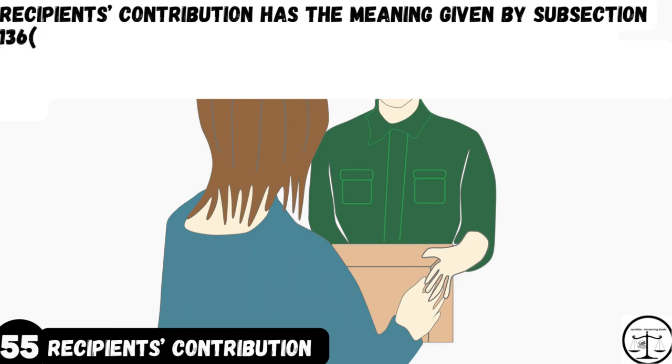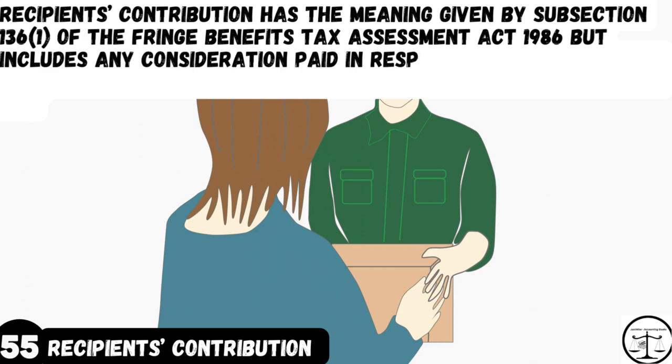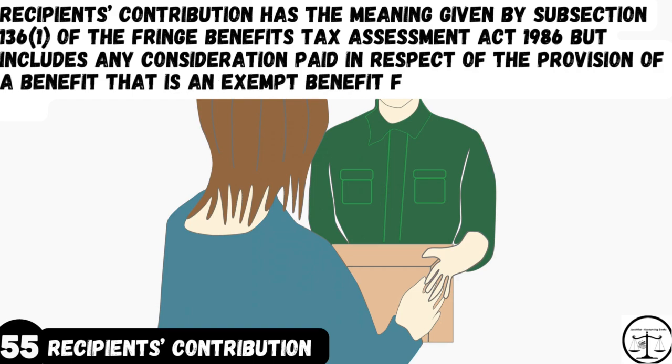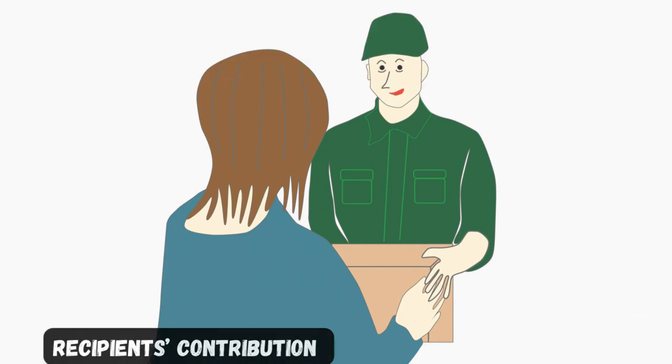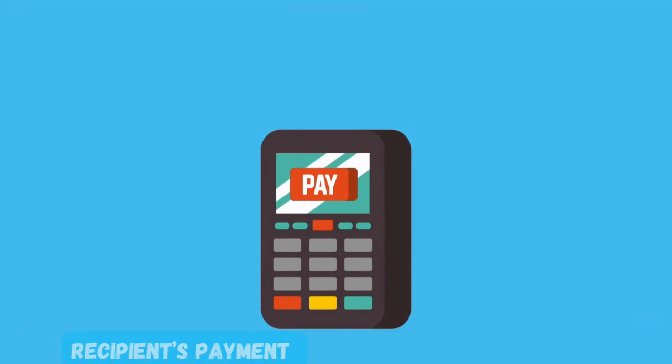Next word. Word number 55. Recipient's contribution has the meaning given by subsection 136(1) of the Fringe Benefits Tax Assessment Act 1986, but includes any consideration paid in respect of the provision of a benefit that is an exempt benefit for the purposes of that Act. Next word. Word number 56. Recipient's payment has the meaning given by paragraph 9(2)(e) or 10(3)(c) of the Fringe Benefits Tax Assessment Act 1986.